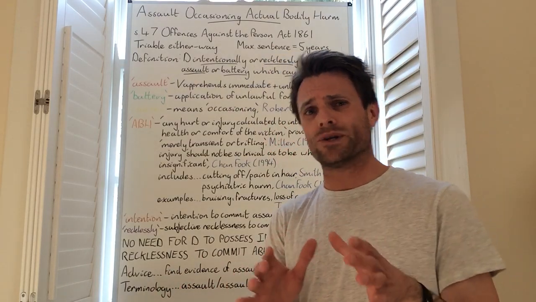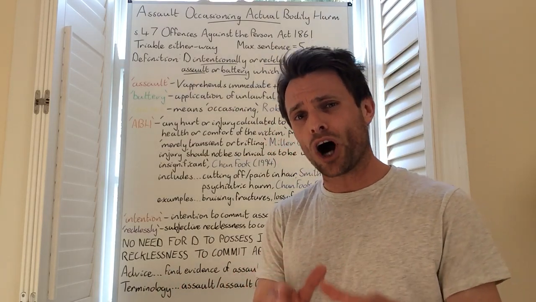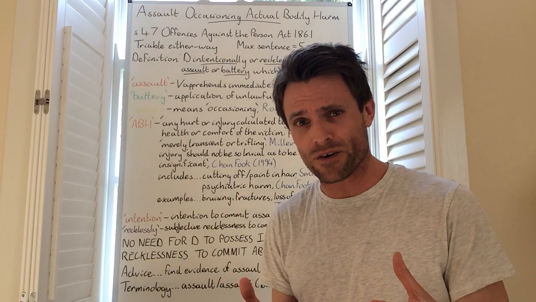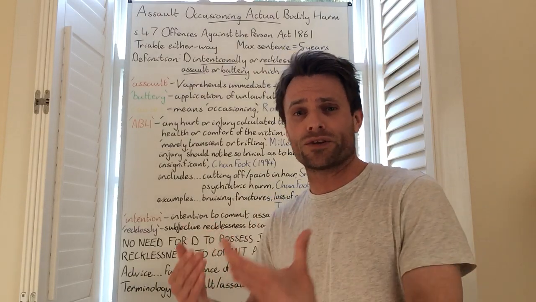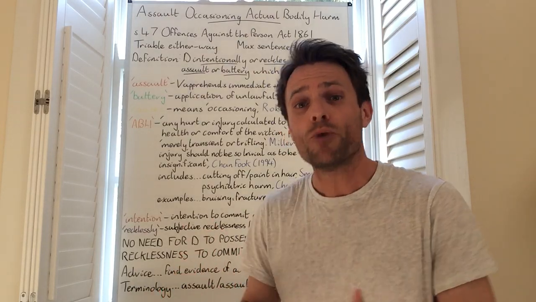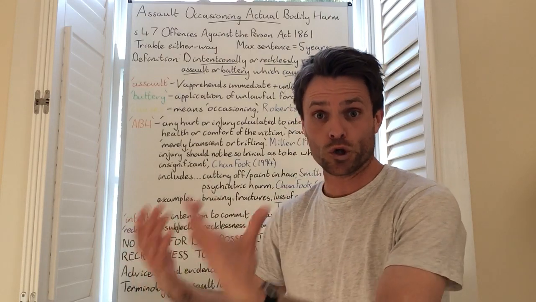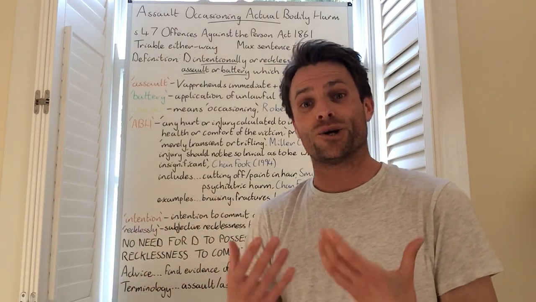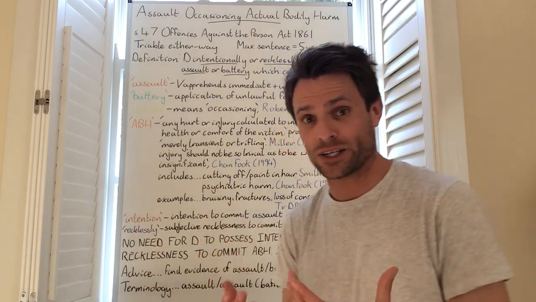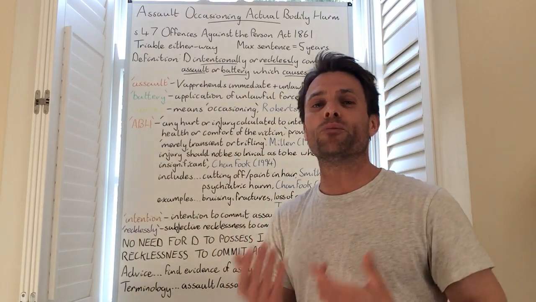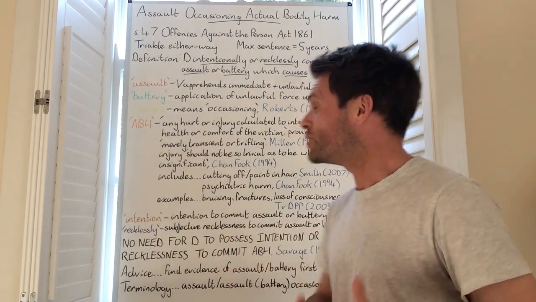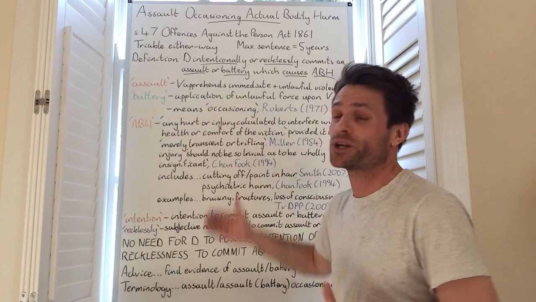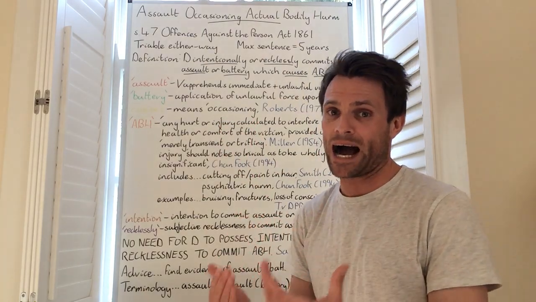The other element to the case of Miller is that because the victim was so hysterical, and indeed she argued that she suffered from nervous shock because of what the defendant, her husband, had done to her, that constituted ABH. Now, in deciding to unpick the puzzle of this particular case, the judge came out with that quotation as to what ABH could actually be.